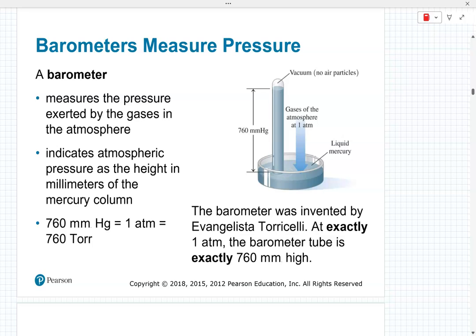So the device that we use to measure pressure is called a barometer. Baro. Probably Latin. I don't know. So we use it as a pressure meter.